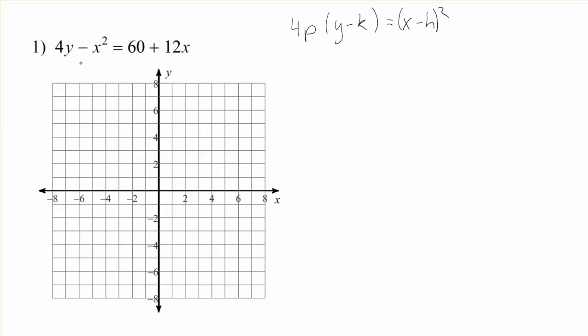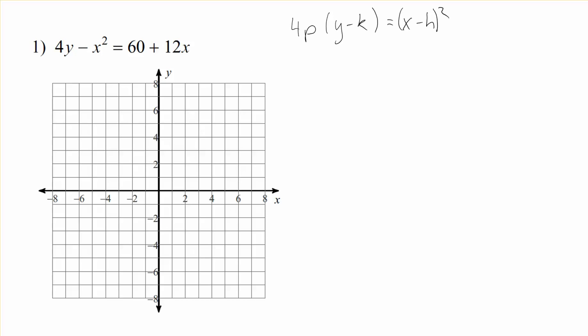So I know immediately by looking at it, I do know a few things. I know that it's an up and down parabola and not a left and right parabola. But in order to figure out where the vertex is, I really need to complete the square and get it in this form. So let's go ahead and do that.